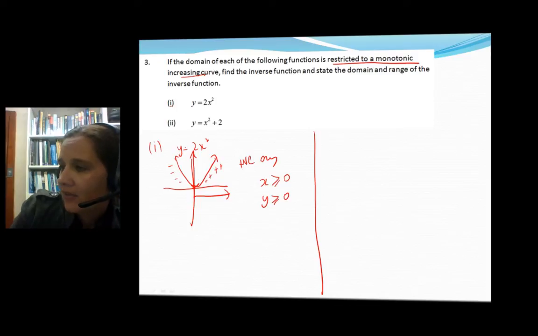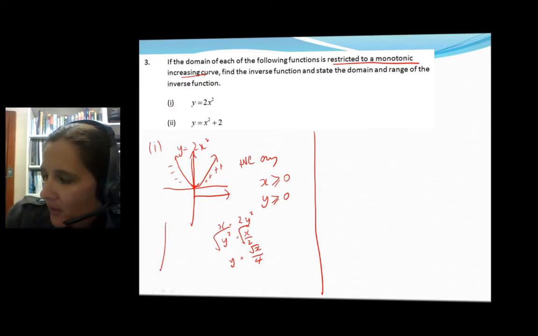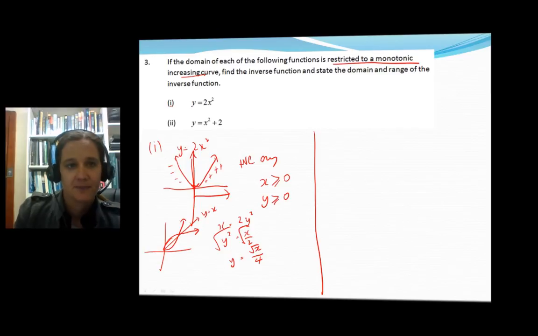So we find our inverse here. x is equal to 2y squared. So here y squared is equal to x on 2. Square root both sides. Here y is equal to the square root of x on 2. So here we get that curve, and what we've done, we've restricted our curve so it just looks like this here. There's our y is equal to x, and we end up with this mirrored. It starts at 0, square root of x on 2 has that shape there.